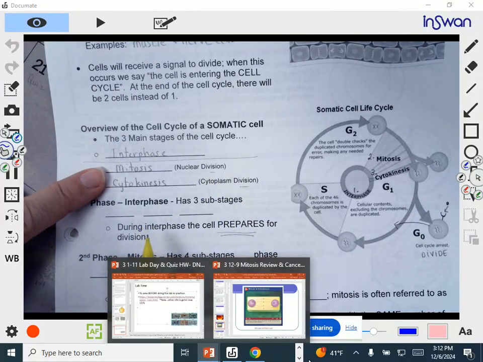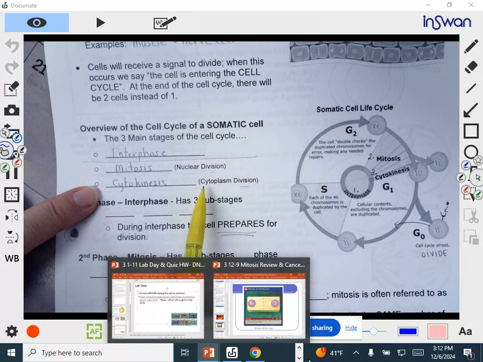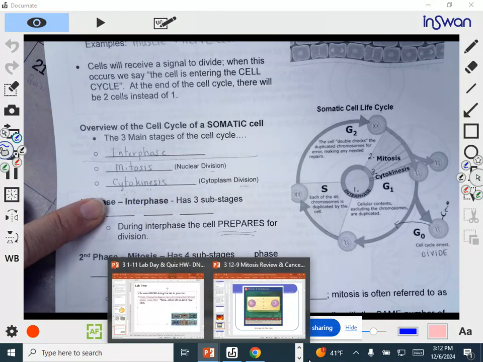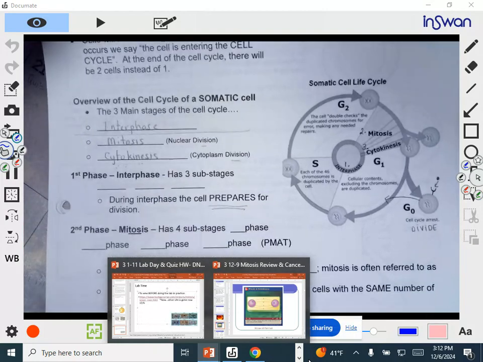Mitosis is the events that are going to divide the nucleus and the DNA, and then cytokinesis is going to divide up the cytoplasm and all the contents in there. So hence the name cytokinesis. Kinesis means movement. Cyto, cell, we're dividing up, we're moving around the cytoplasm and the organelles.